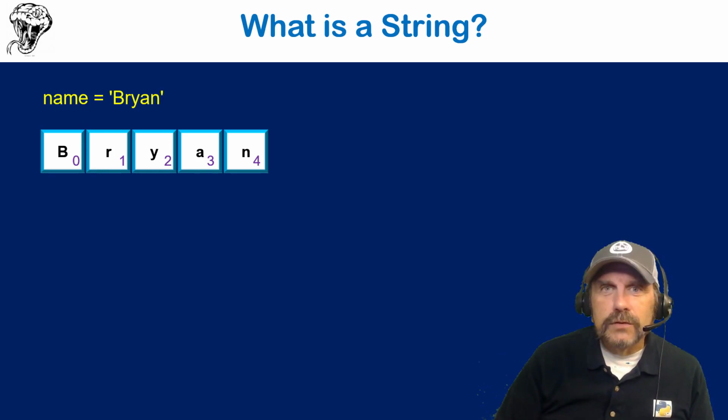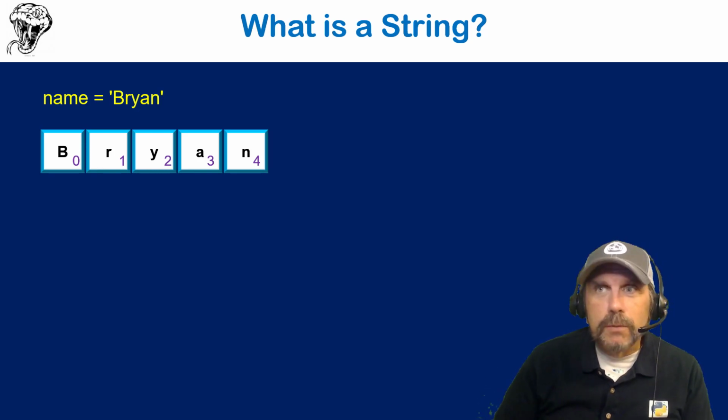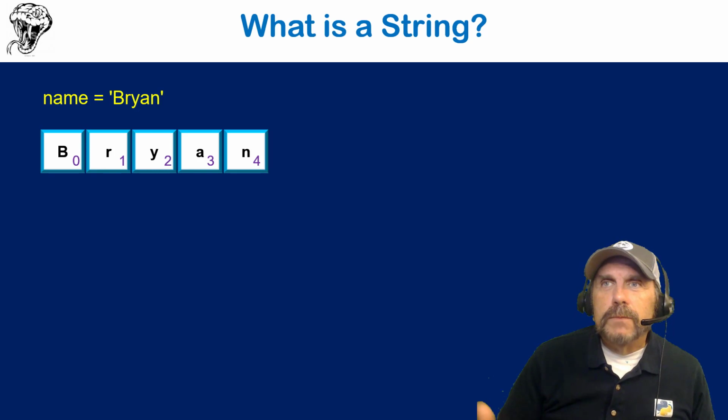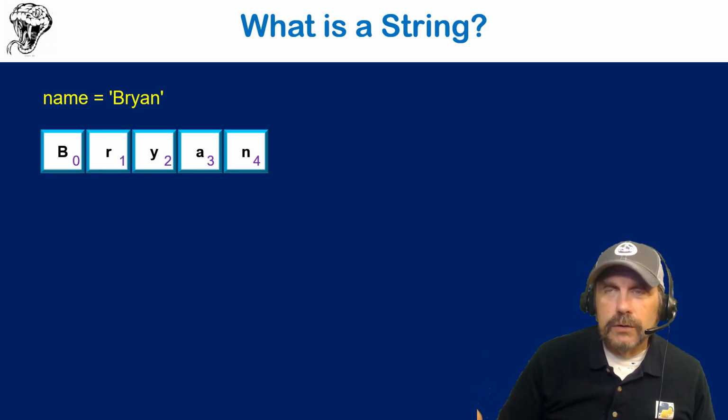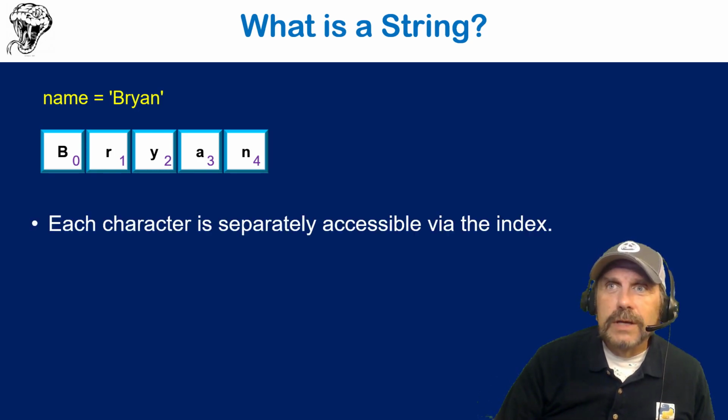But if you think of just a series of something that is a single thing, like numbers 1, 2, 3, and they're all separate numbers, that's an array. So we have here an array of characters, and we can see it's Brian 1, 2, 3, 4. And that's how the indexes are.